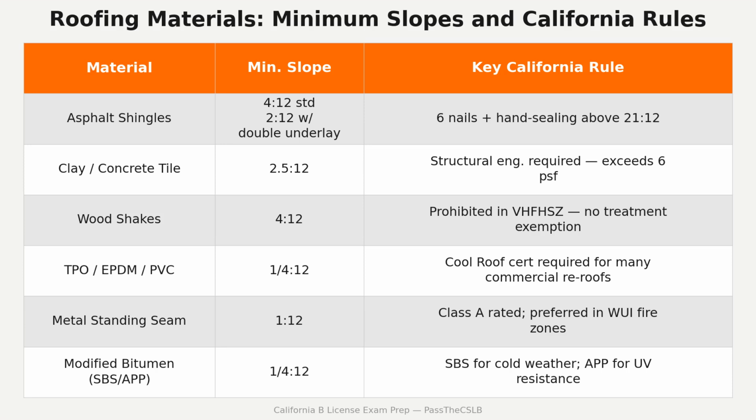Ice and water shield is required in California at elevations of 4,000 feet and above. It must extend from the lowest edge of the roof deck to a point at least 24 inches inside the interior face of the exterior wall line. Interior face, not exterior face, not the sheathing edge. Interior face, that precision matters.